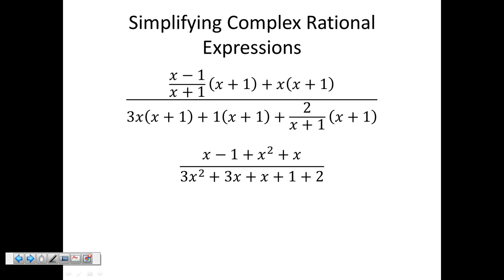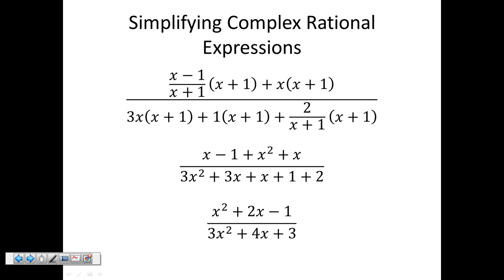On the top, we have that x minus 1 times, plus that x multiplied in is x squared plus x. On the bottom, we have 3x squared plus 3x plus x plus 1 plus 2. Everything got a whole lot simpler. I don't have any more little fractions inside my rational expression. So now all I've got to do is combine like terms. Now, maybe I should go ahead and try to factor out the top, factor out the bottom, but a lot of times with these things, it's just not going to work.